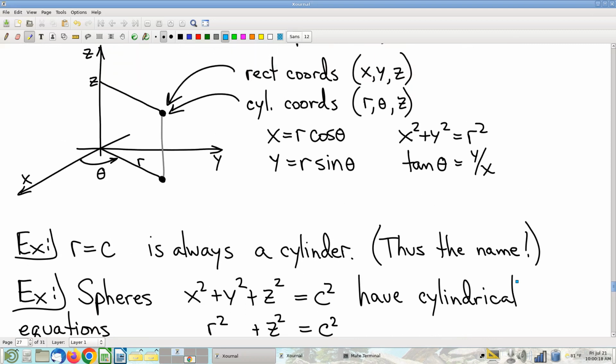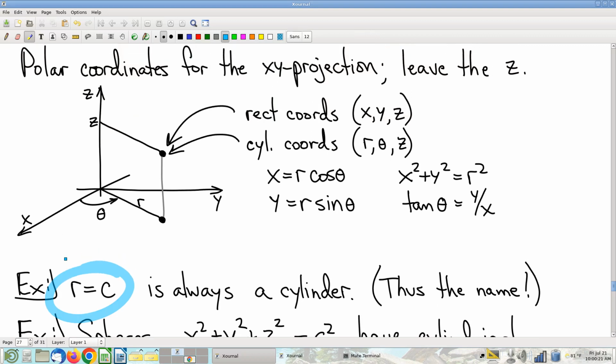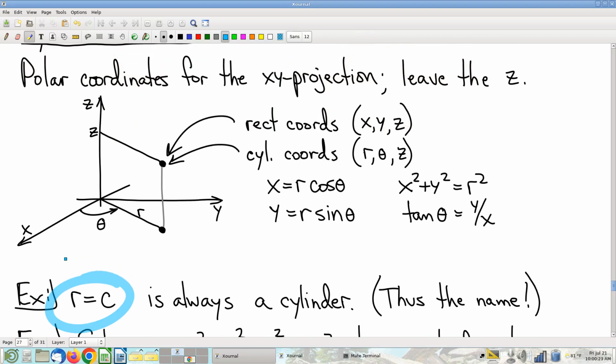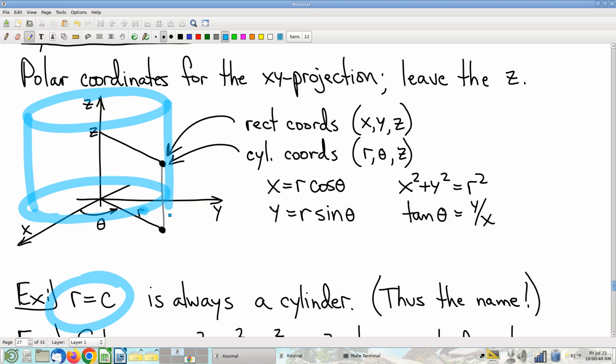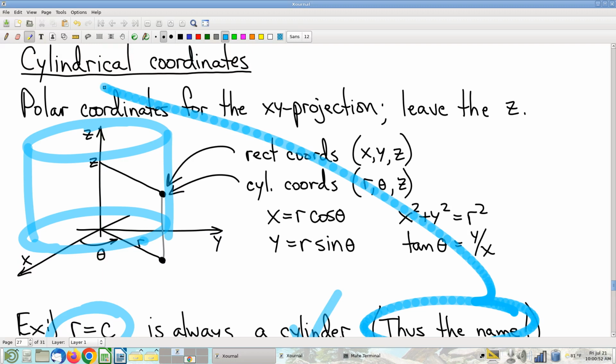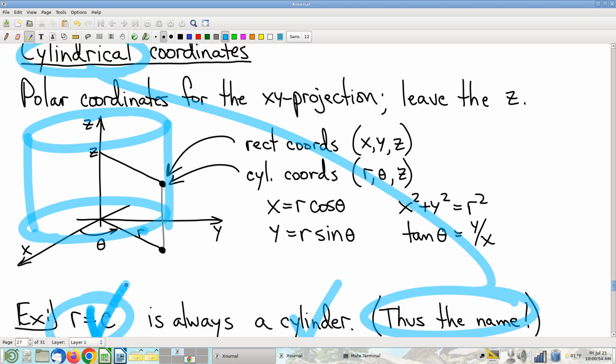If I were to set r equal to a constant, think about all the different values of theta, all the different values of z, but r being fixed as a constant, that is going to trace out for us a cylinder. Well, that's a poorly drawn cylinder. Let me try that again. I'll just do it like this. It's going to make a cylinder kind of like that. Bad art. My apologies. Does everybody see that though? Okay. So thus the name, right? So cylindrical coordinates because a level set of the r coordinate is a cylinder.